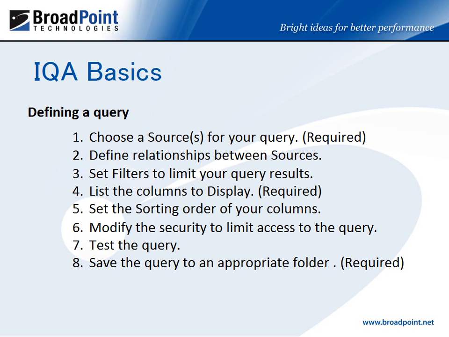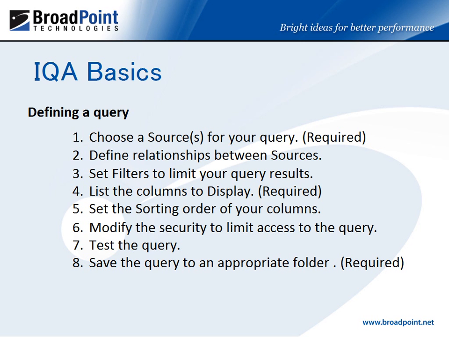We've got our first step, which is choosing a source. It's essentially selecting at least one business object that you would then use as a foundation for defining a relationship between any multiple sources, should you choose more than one business object. We'll also set our filters to limit our query results. So are we looking for members in a particular state with a particular paid-through date, something along those lines.